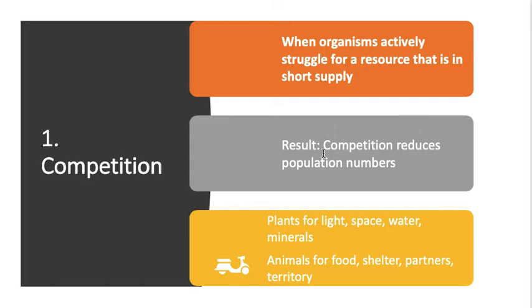What is the result of this competition? Remember we're considering here, how does it affect the population of organisms? Well, generally, competition in that sense is not a good thing. It tends to reduce the population. The more competition there is, the more death of organisms there will be. So if there's more death rate, then you are going to reduce the population. Some examples: plants compete for light, space, water, and minerals in the soil. Animals tend to compete for food primarily, but also for shelter, for partners to mate with, and for territory as well.